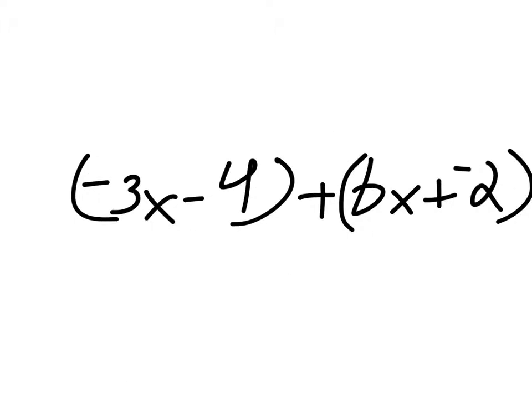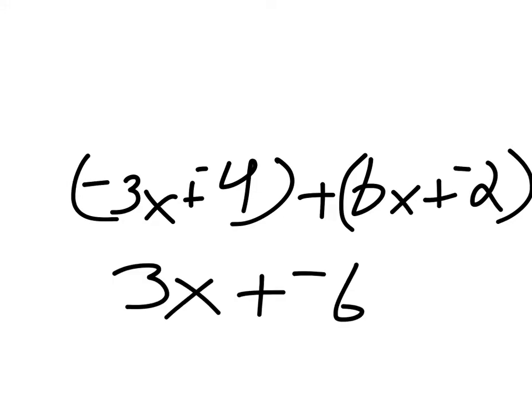To do this addition problem, first we change that subtraction sign into an adding sign, make that 4 and -4. Then add -3x with 6x and -4 with -2. And there's your answer.